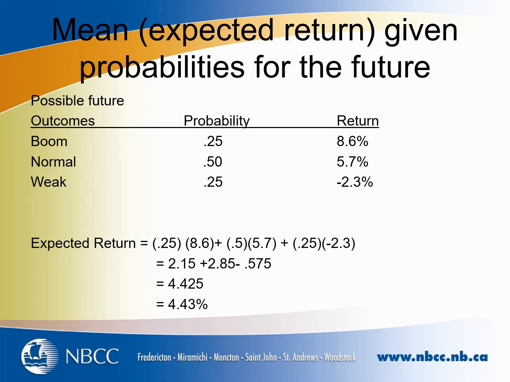So here's an example using the first type of scenario that we can have to determine our risk and return on an investment. We've got an investment where we've been given 3 possible outcomes for the future: a boom, a normal economy, and a weak economy. The boom has a 25% probability of occurring, the normal economy 50% probability, and the weak economy 25% probability.